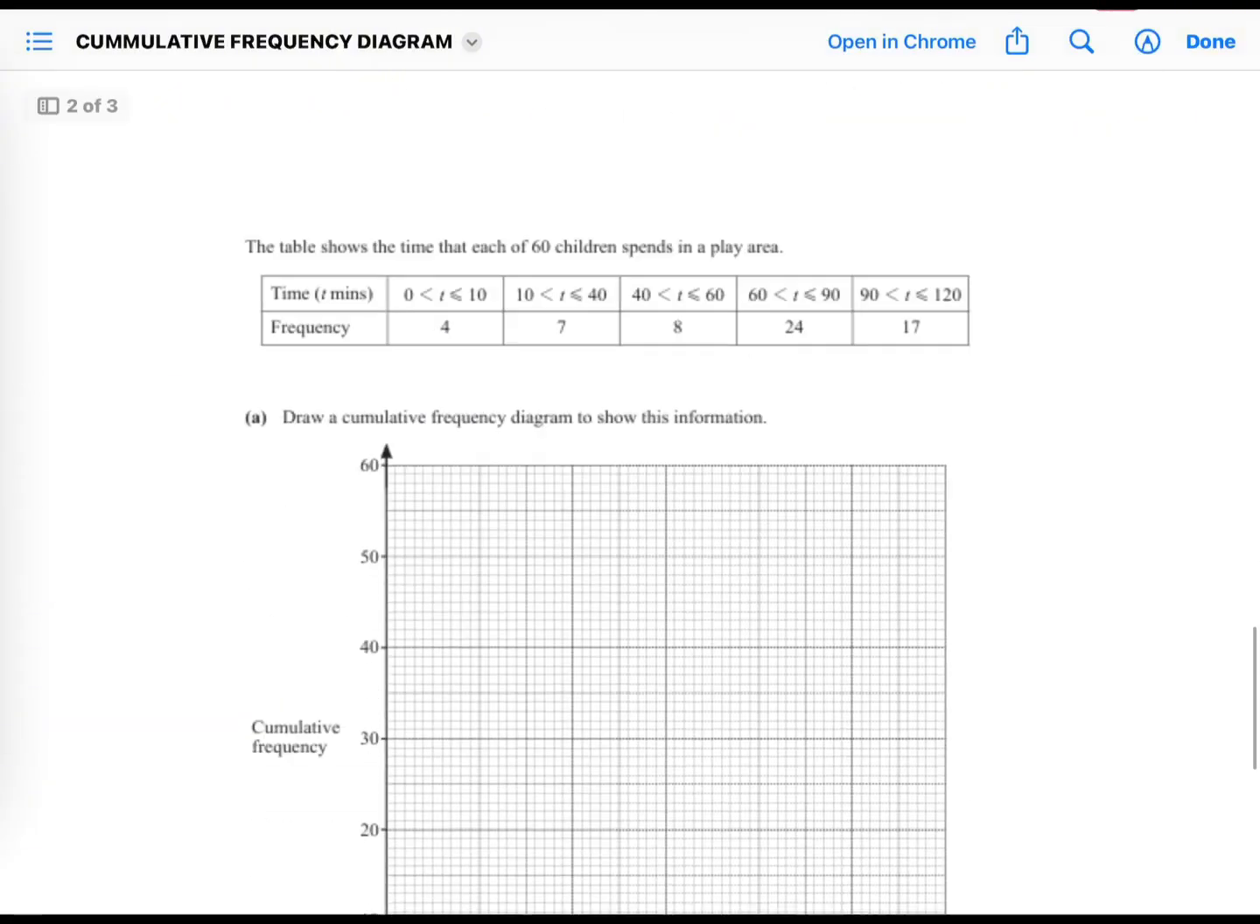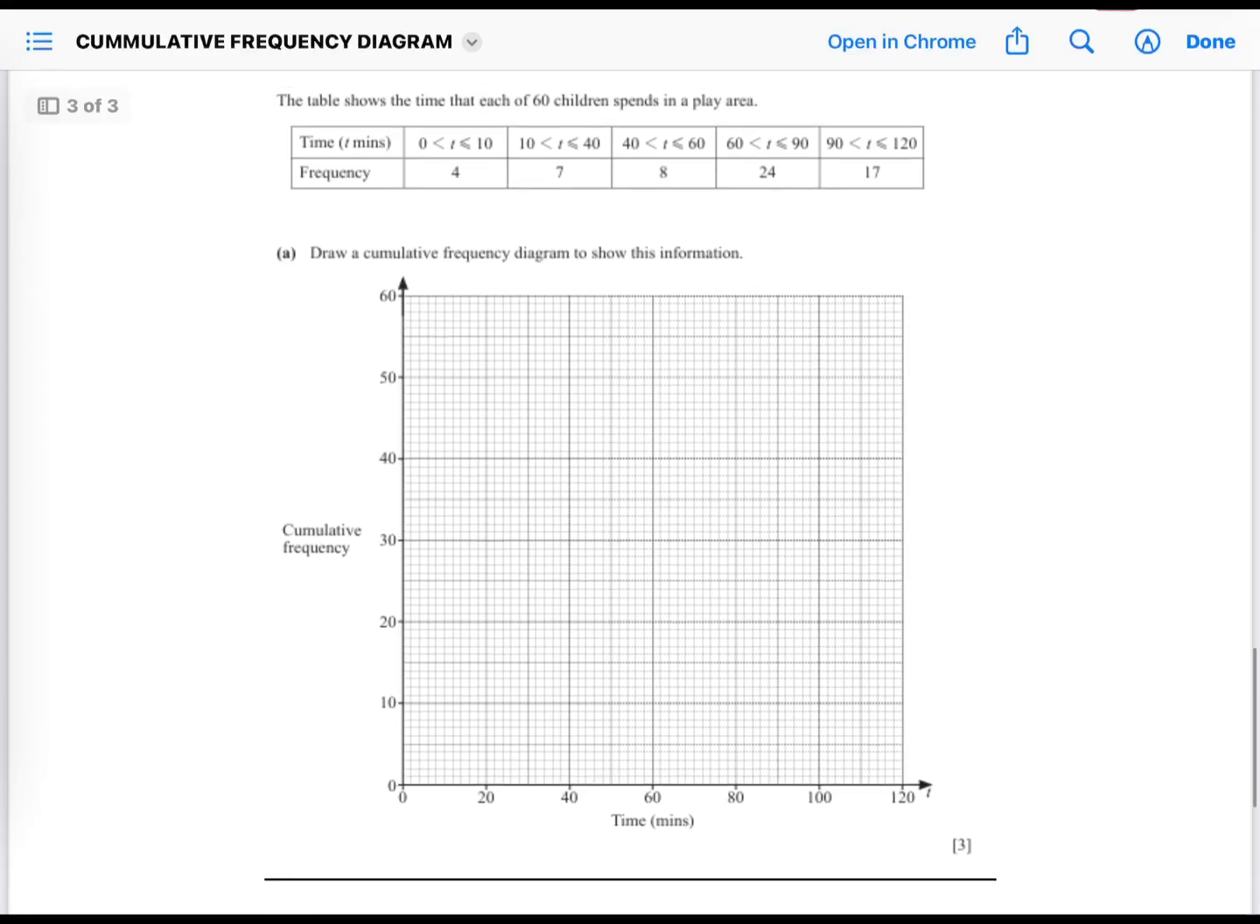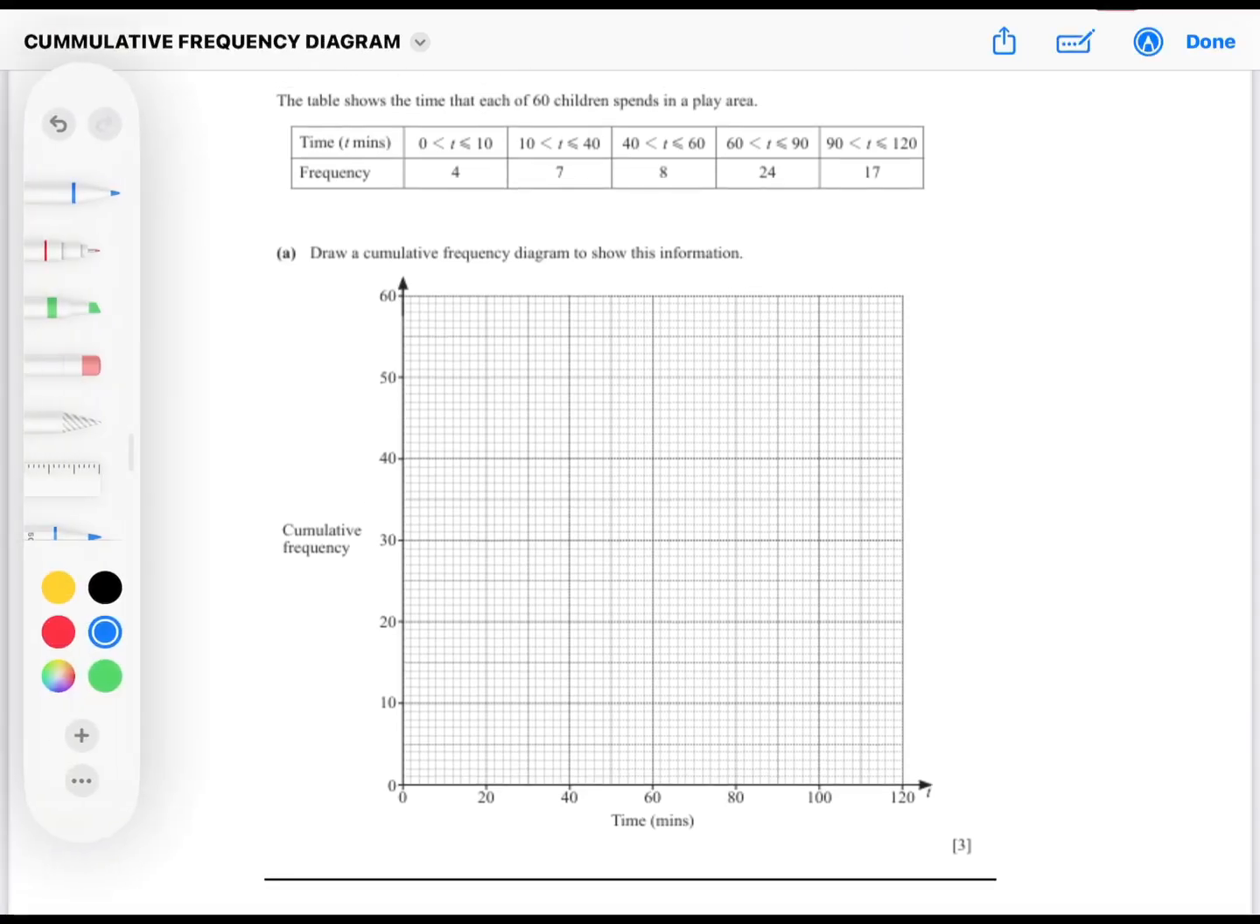Now moving towards the next question. We have to draw a cumulative frequency diagram to show this. So we need to find the cumulative frequency first. As I told you, the first value will be copied down, and then the other values we have to add. 4 plus 7 will be 11. 11 plus 8 will be 19. 19 plus 24 will be 43, and 43 plus 17 will be 60.